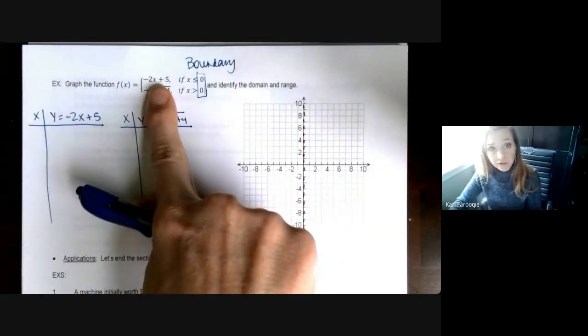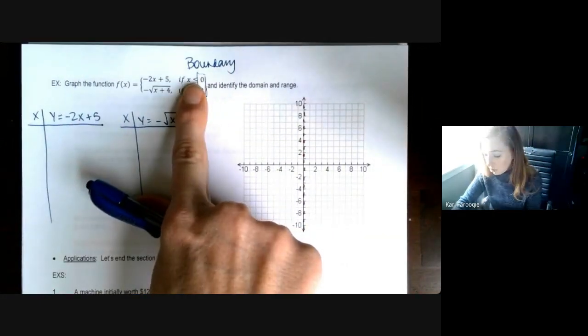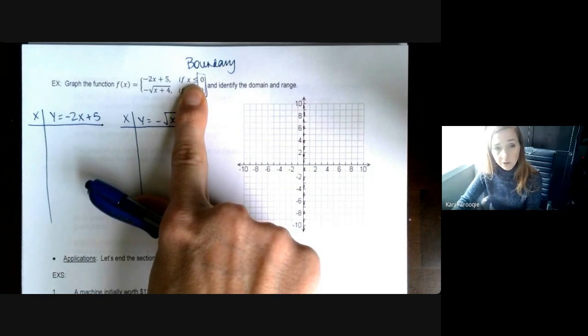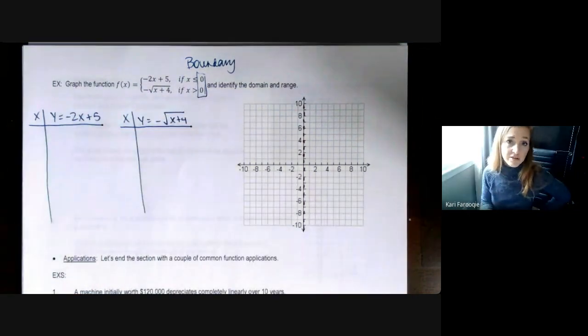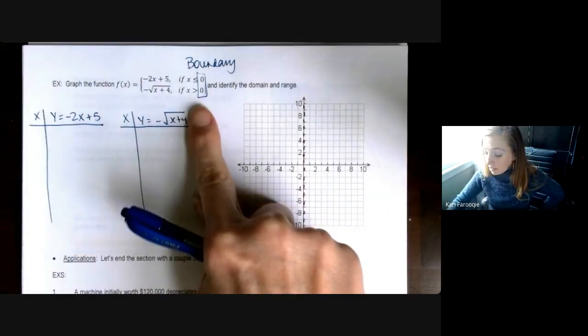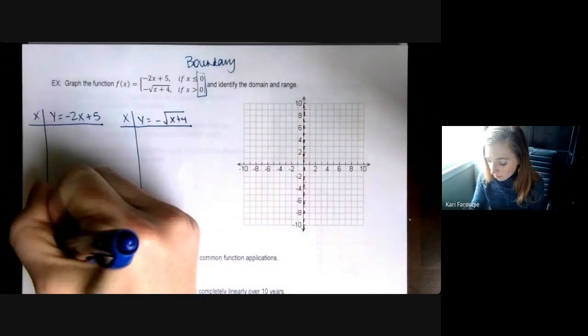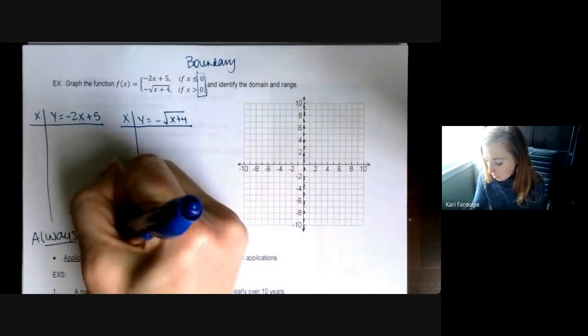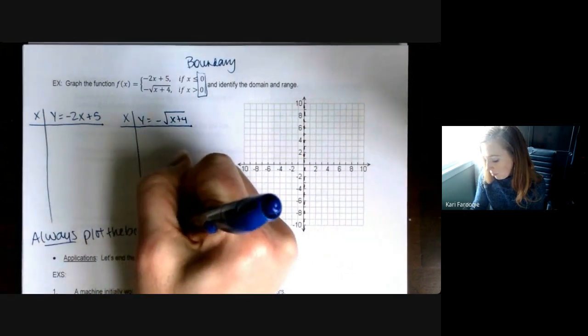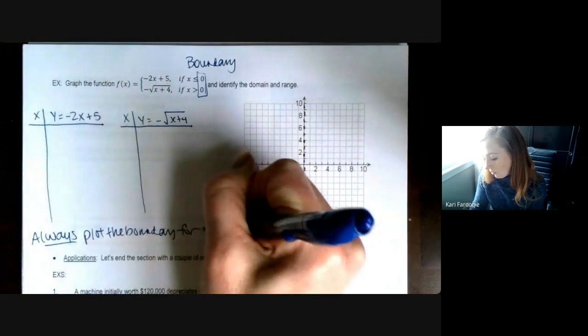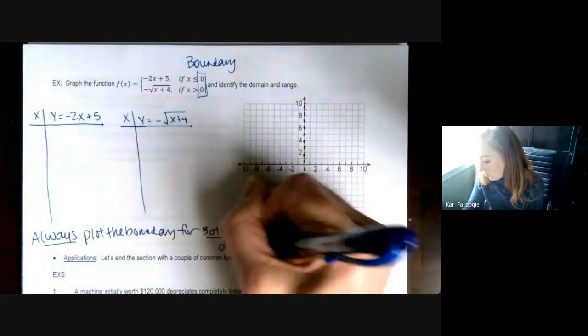The only values of x that correspond to this first function in the definition are values of x that are less than or equal to 0. Now, officially, any value that's less than or equal to 0 will be on this graph, but I suggest you always plot the boundary point whenever you can. Even when it doesn't apply, I'll leave an open circle there. So we'll do that in the next one too. Always plot the boundary for both definitions. I'm going to even write that down. Always plot the boundary for both definitions.